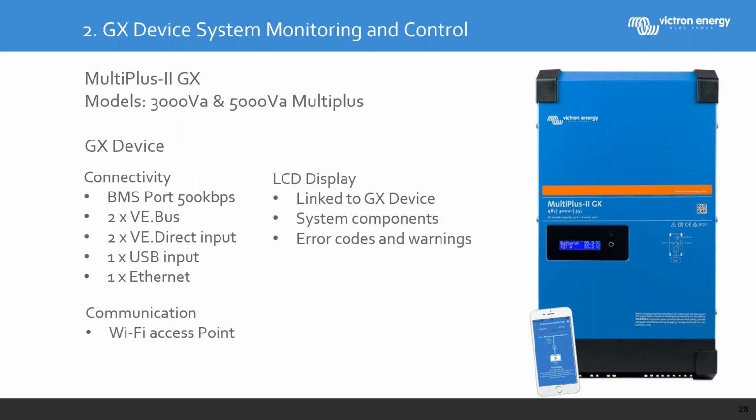Andre already talked about this, but you can also have the GX device built into the inverter charger. This is the range we call the MultiPlus-II GX. There are two products available: the 3 kVA and the 5 kVA.